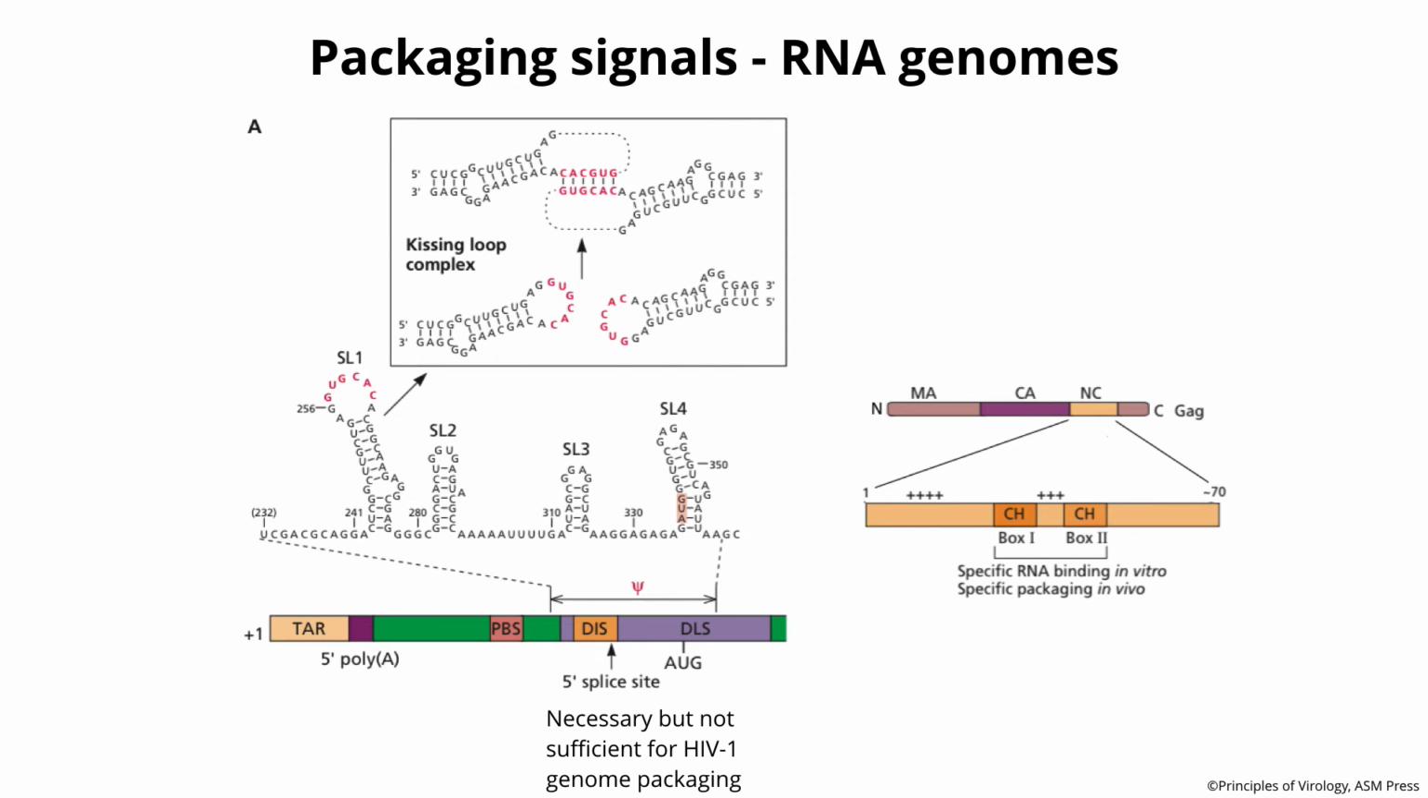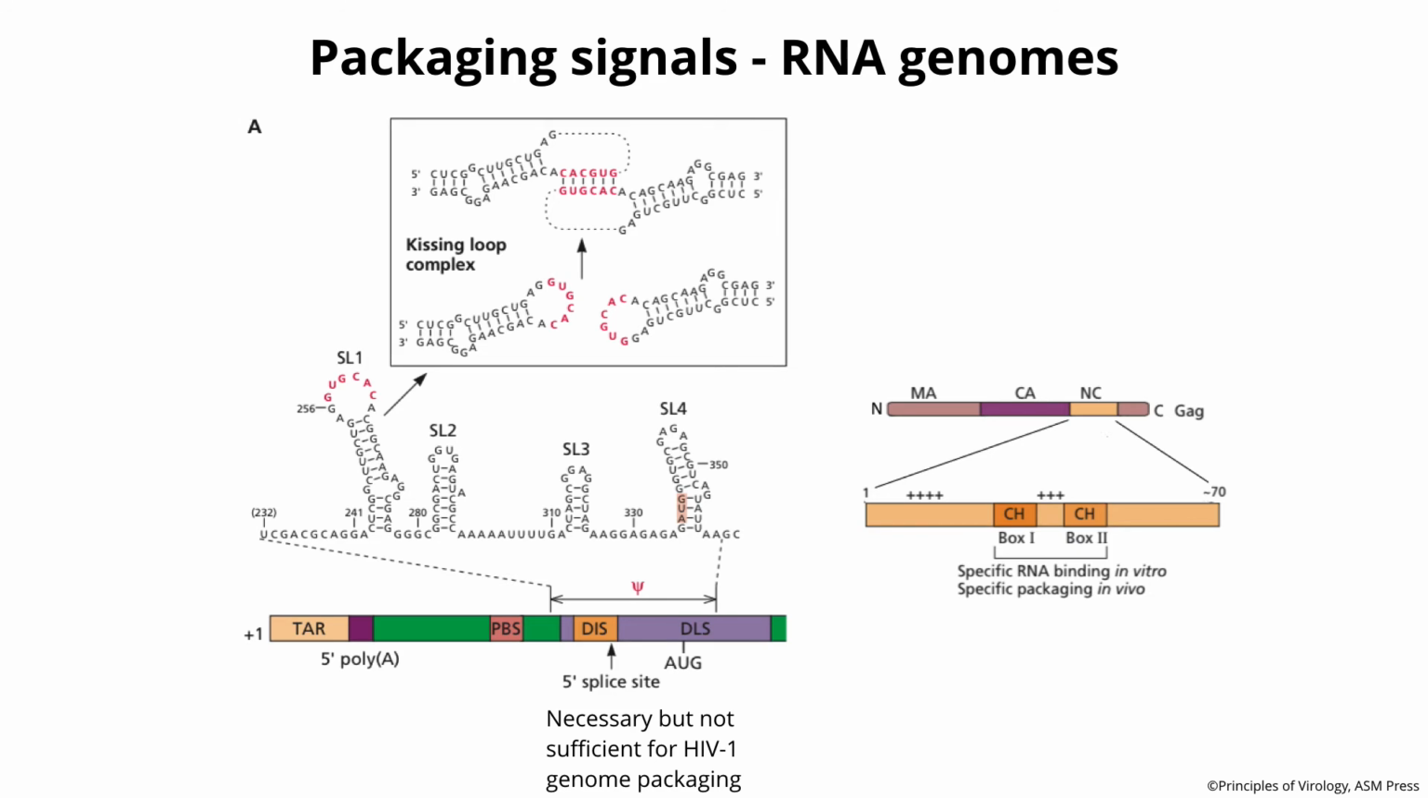And they make a structure lovingly called a kissing loop, because of the 2 loops shown in red. So here's one of them, SL1, stem loop 1, which interacts with stem loop 1 of the second RNA, and they form this kissing loop complex, which is shown at the top. The sequences that were formerly in this loop are now base pairing. So that's the dimer linkage. The 2 RNAs are in the virion held together by this base pairing.